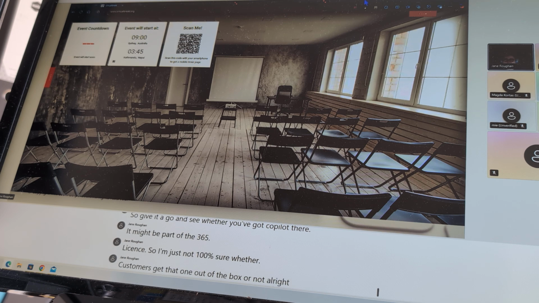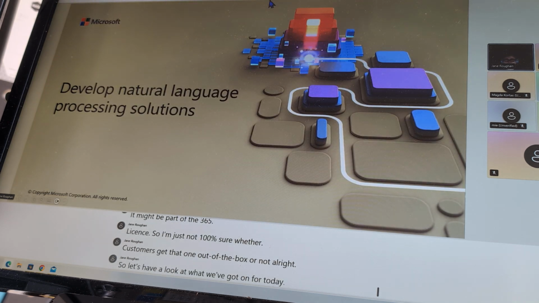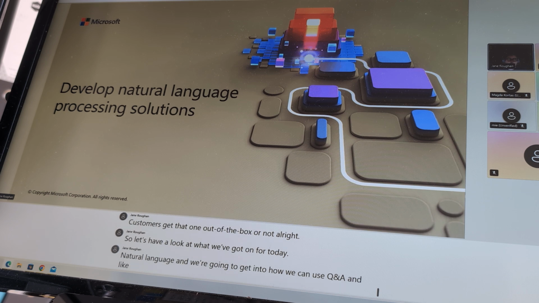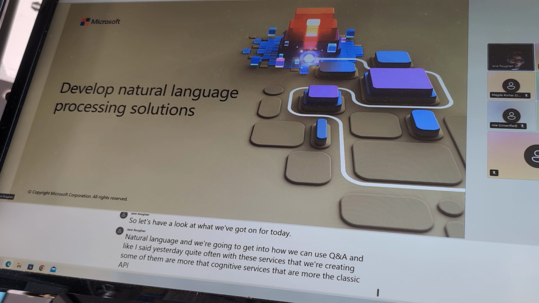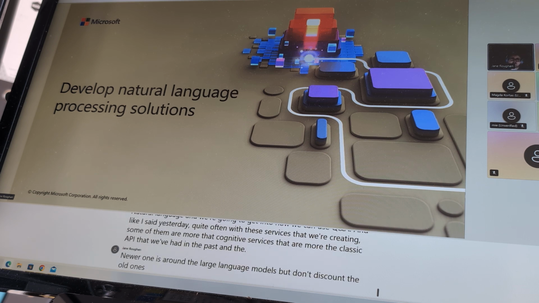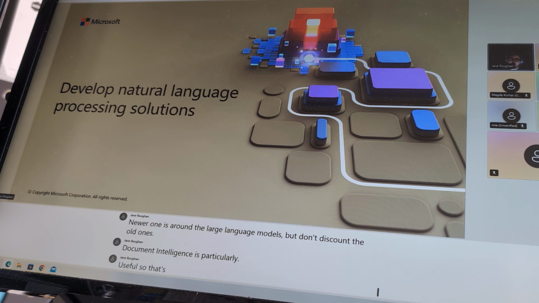All right, so let's have a look at what we've got on for today. Natural language, and we're going to get into how we can use Q&A. And like I said yesterday, quite often with these services that we're creating, some of them are the cognitive services that are more the classic AI that we've had in the past, and the newer one is around the large language models. But don't discount the older ones. Document intelligence is particularly useful, so that's one to think about.